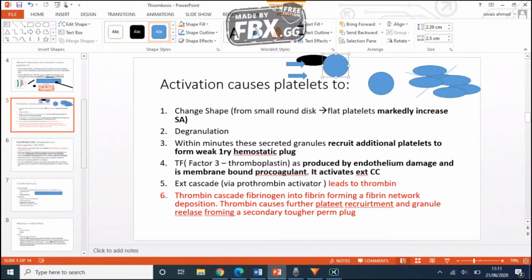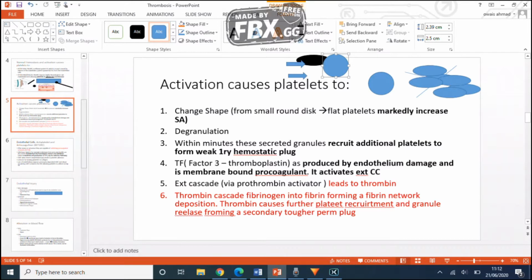This is produced by the endothelial damage and is a membrane-bound procoagulant which activates the extrinsic coagulation cascade. It leads to thrombin, and thrombin converts fibrinogen to fibrin, forming a fibrin network and deposition.